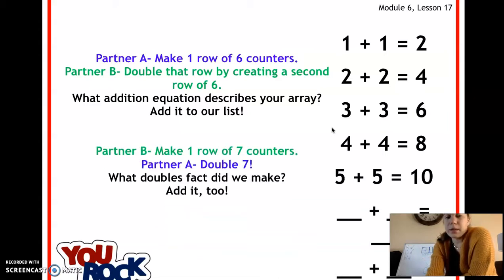So now partner B will make one row of 7 counters, and partner A needs to double that 7. So partner B is going to put down 7 counters in one row, and then partner A needs to double that 7, so they have to make another row of 7. Now it says, what double stack did we make? Add it, so you're going to add that now to our list. So you'd have 7 plus 7 equals what?